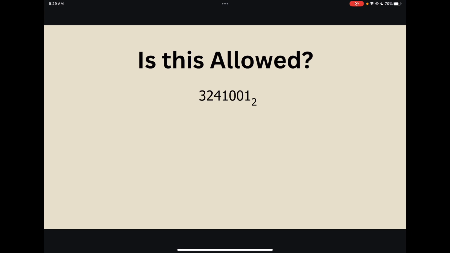We then tested our students to ask if this was allowed, and they were very good at realizing that it is not allowed because we can't have bigger numbers than the base. So 3 and 4 can't be in this long number because base 2 only uses the numbers 0, 1, and 2.